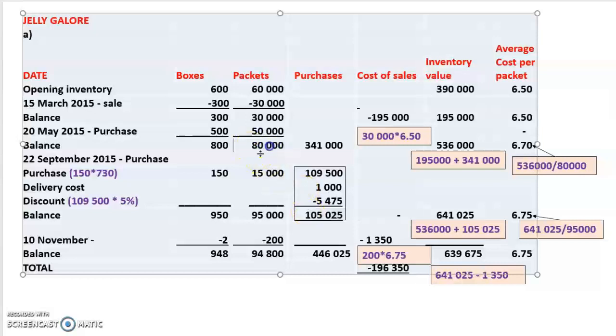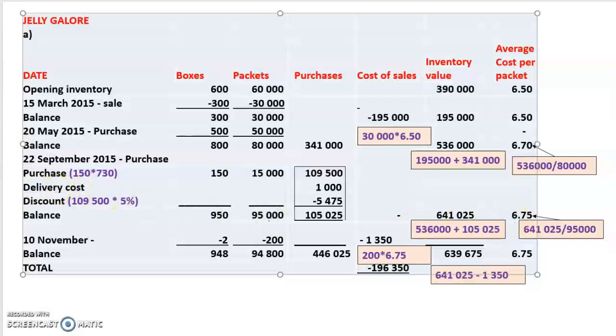Now if we want to work out what was our total inventory on hand after this purchase transaction, we had 80,000. We bought 15,000, so we had available 95,000. Good. What is the total cost of those 95,000 packets? It was our previous 536,000 plus 105,000, which gives us in total 641,000 Rand. Our new average cost per unit is now 641,000 divided by the total number of 95,000, and that gives us R6.75 per packet.